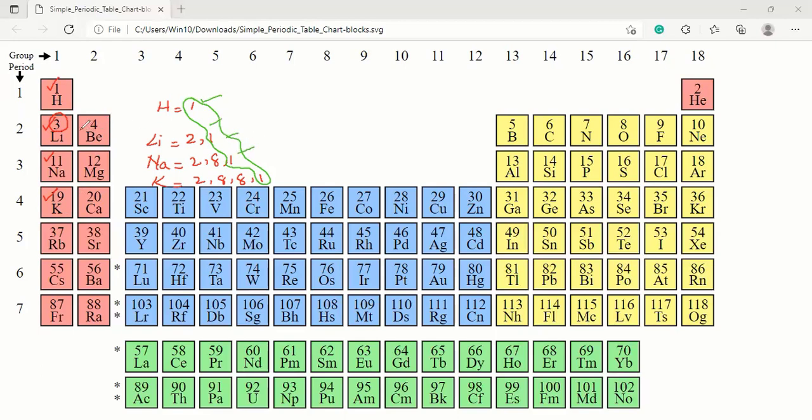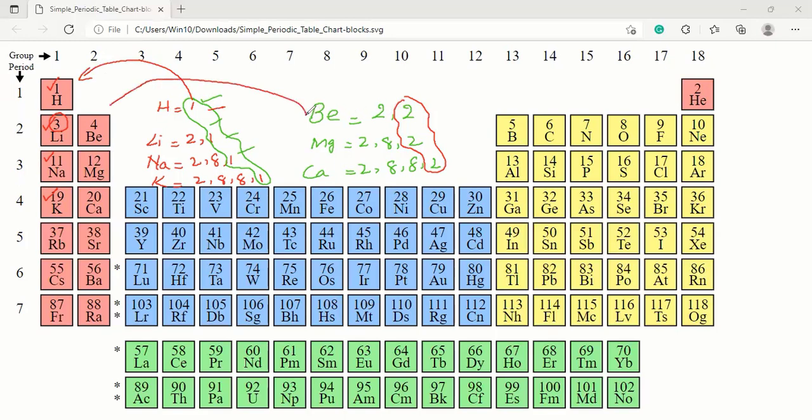The same goes for group 2. The first one is beryllium. It has a total of 4: first shell 2, second shell 2. Then magnesium, total 12: 2, 8, 2. Then calcium, total 20: 2, 8, 8, 2. Here you can see that all of them have 2 electrons in the last shell. Why do they have 1 and 1 earlier? Because they belong to group 1. These have 2, 2, which means they belong to group 2.